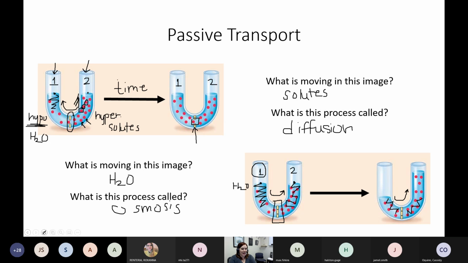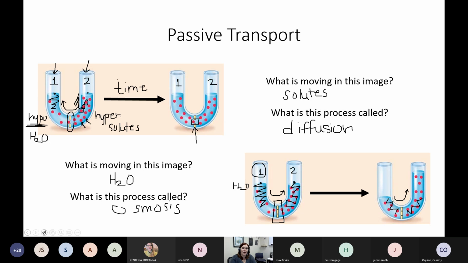Let me scroll through my chat here. Yeah, so Jaquanda's asking, clarifying that diffusion is when the solute moves, like the salt. Yep, and osmosis is when the water moves. Absolutely. So different things move in these two processes.